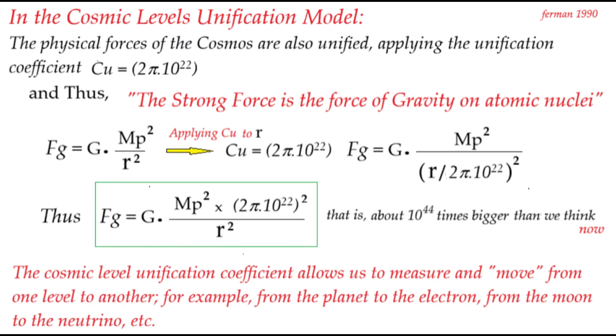Now, by applying or including this coefficient Cu in the formulas for measuring gravitational forces, gravitational force Fg equals a universal gravitational constant G times the square of the masses divided by the square of the radii or distances, we would have to divide the radii or distances by this coefficient Cu and square the result. Consequently, the resulting gravitational force on atomic nuclei, as shown in the formulas of the diagram, will be approximately 10 to the power of 44 times greater than currently estimated. In summary, gravity on atomic nuclei will be the same as on solar nuclei, and therefore gravity at our level is equal to the so-called strong force in atoms.